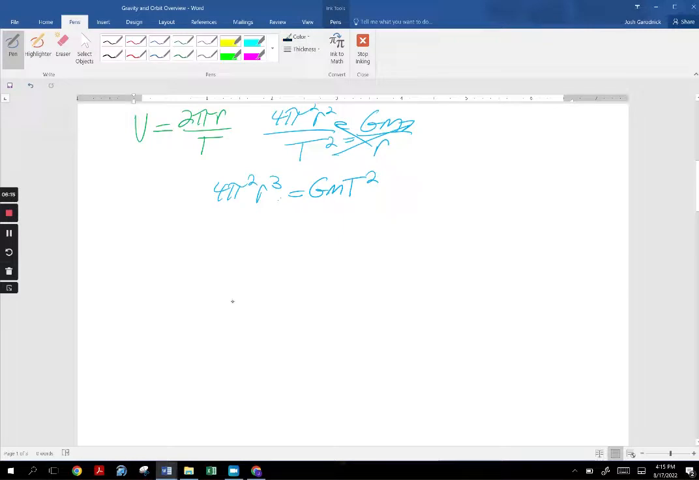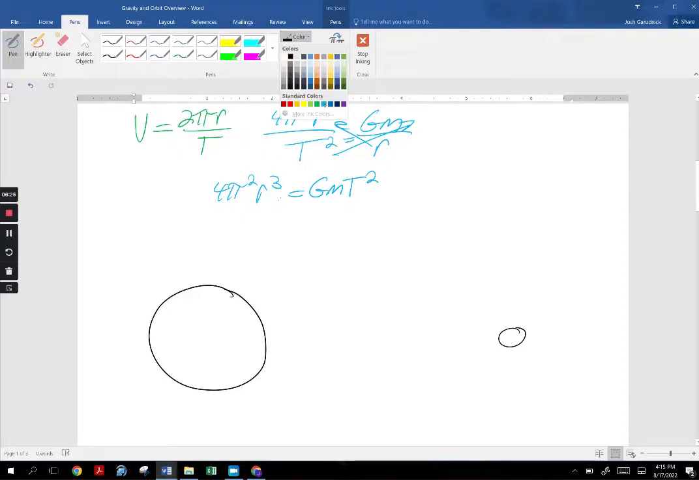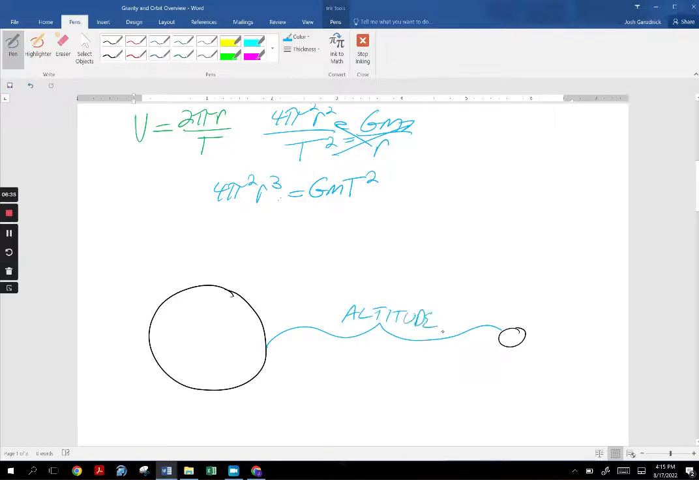Sometimes you'll see a problem where there's a planet and a satellite somewhere over here, and it's orbiting. I just can't draw a big enough circle. You might be told that the satellite is some altitude or distance above the surface of the planet. That's great. That is not the r that's in the expression that we derived up in here.